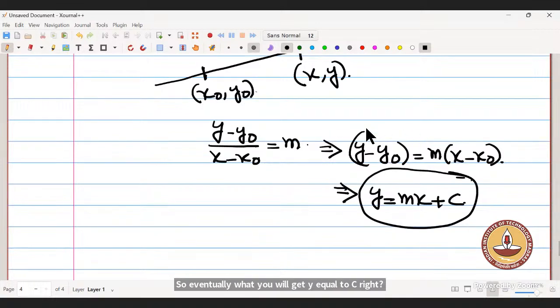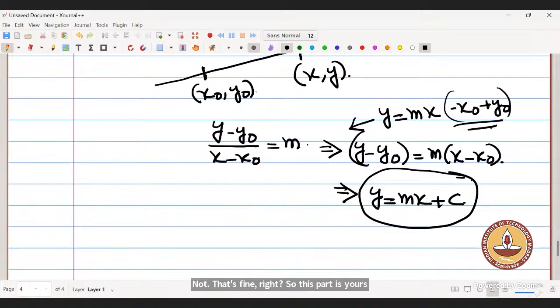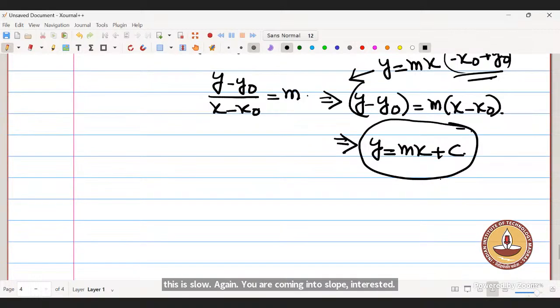If you take that, then what you'll get, mx minus m x0 plus y0, right? So this part is your c. So this is slope. Again, you are coming into slope intercept. Okay, so this is one of the important ways of finding the equation of the line.